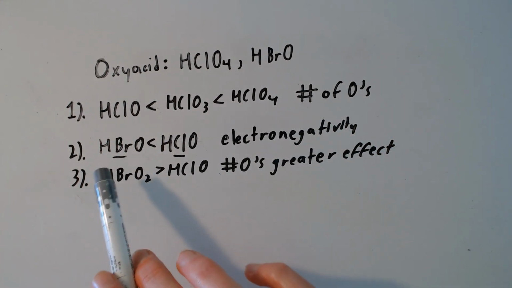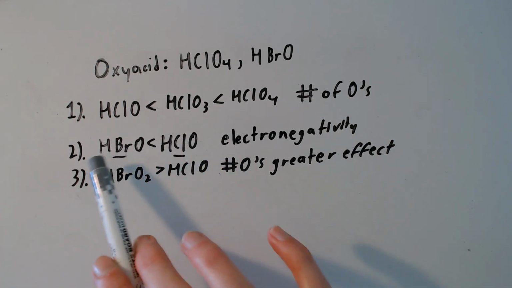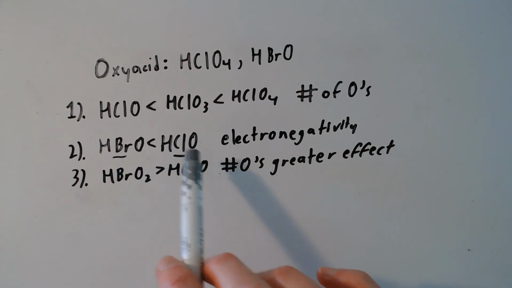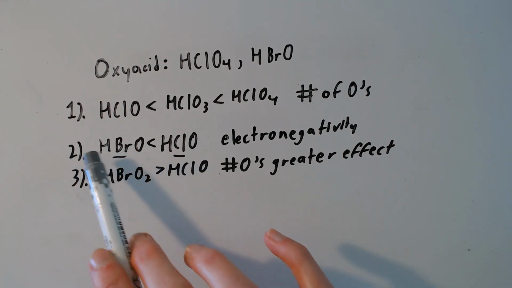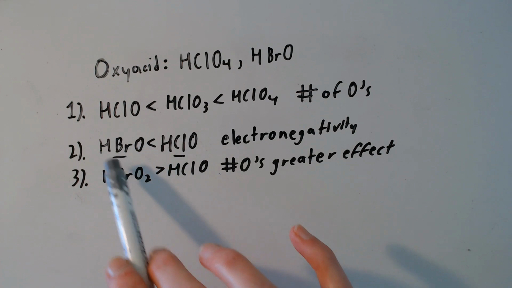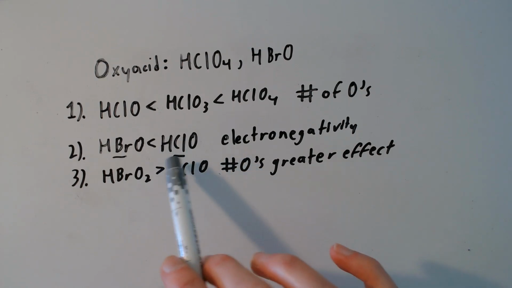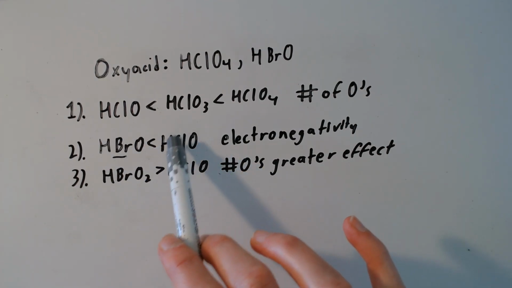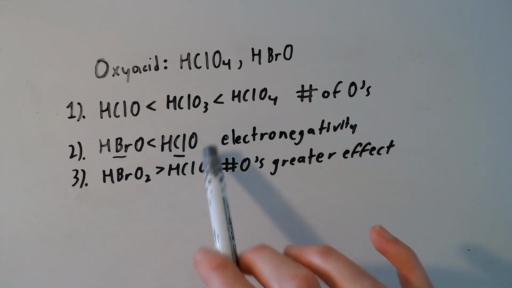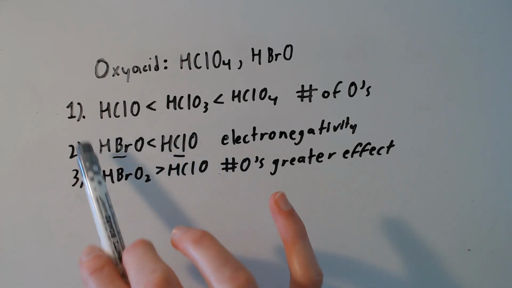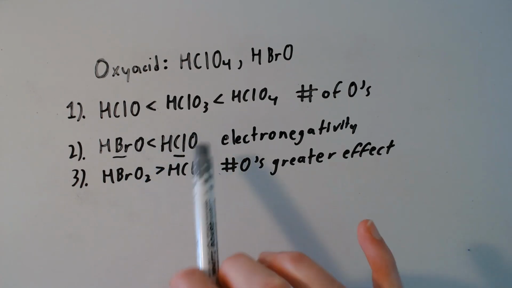The second trend is that the more electronegative this central atom is, the stronger the oxyacid. So a central atom in, let's say, these oxyacids is the atom that is not the hydrogen and not the oxygen, and it is in the center. So the bromine in this case and the chlorine in this case are the central atoms. So because the chlorine here is more electronegative than the bromine, the HClO oxyacid is stronger than the HBrO. So the more electronegative the central atom is, the stronger the oxyacid.